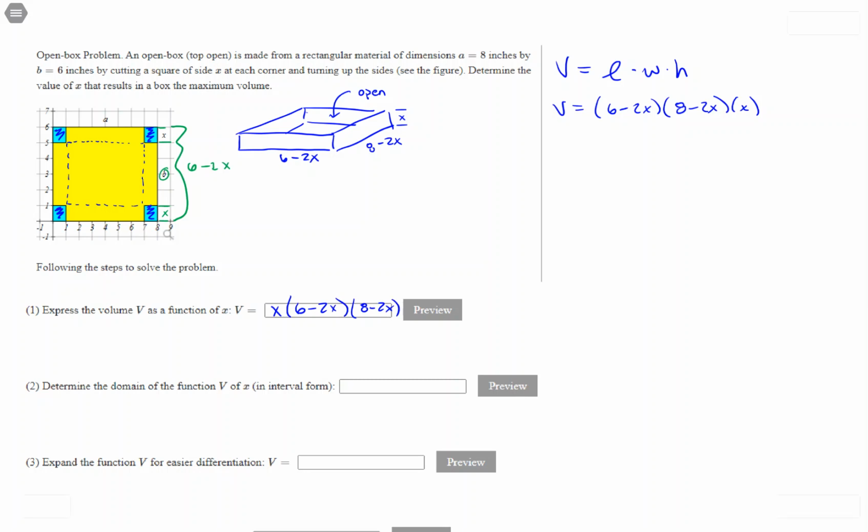Now, the next part says to find the domain of the function V. So the domain here is going to be a feasible domain, because we can't have negative dimensions when we're dealing with a physical box. So you can't set the value of x to anything less than 0. So x has to be a minimum of 0. But there's also a maximum distance. If you set x to, say, 3 inches, then your fold line is going to be right along here. And when you fold that up, it's not really going to be a box anymore. So you can't have anything larger than 3 inches. So 0 to 3 is our feasible domain.